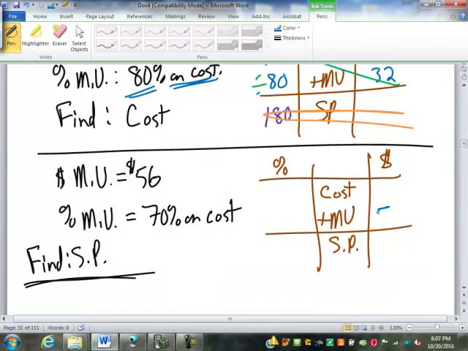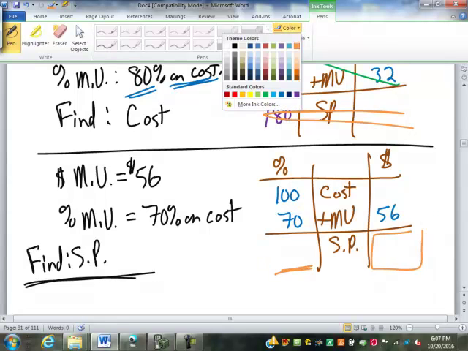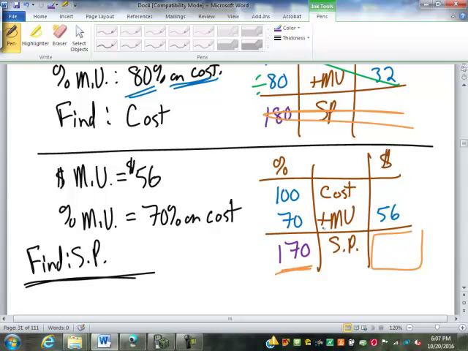So we have the $56 markup, 70%, and of course the 100%. This time we are asked to find the selling price, which means I have to know this number. What's that number going to be? 170. So now this time, what line is it that I don't need to use? Cost. So cross multiply and divide. 170 times 56 divided by 70 is 136. So our selling price is $136.